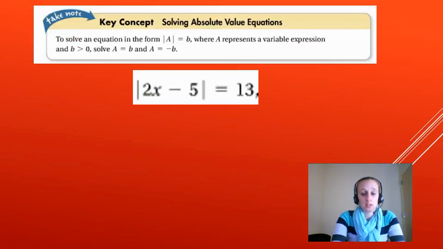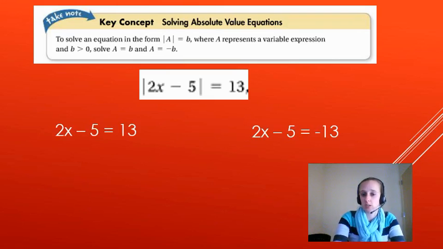So a key concept of solving absolute value equations is when you solve the absolute value of a equals b, where a represents a variable expression and b is greater than 0, a is going to either equal b, or a is going to equal negative b. So if you look at the equation, the absolute value of the quantity 2x minus 5 equals 13, this means 2x minus 5 will either equal 13 or negative 13.